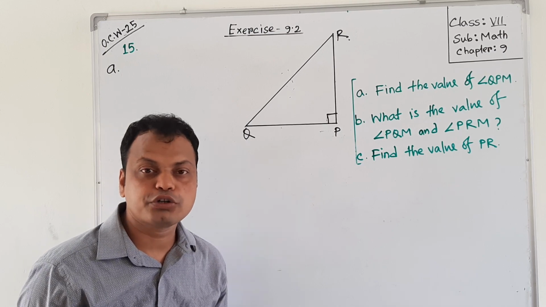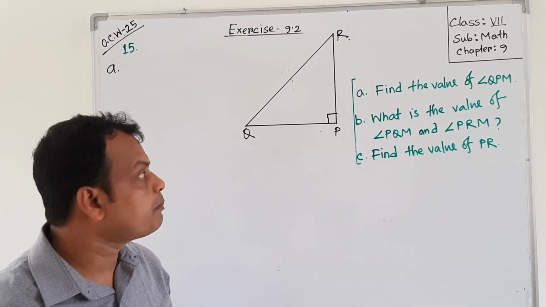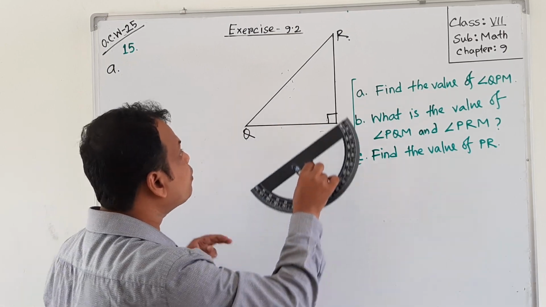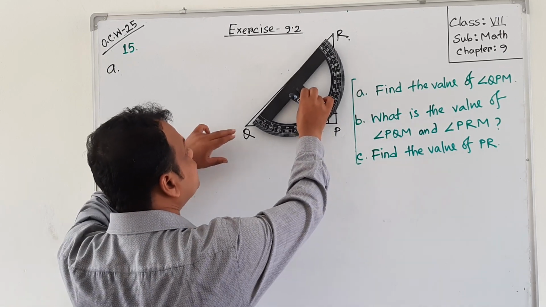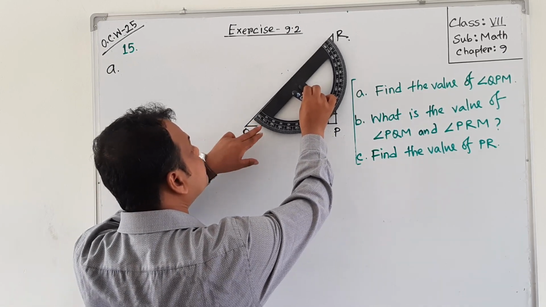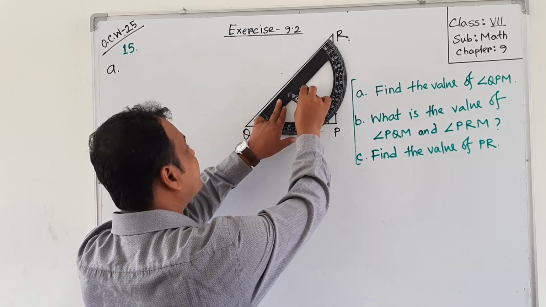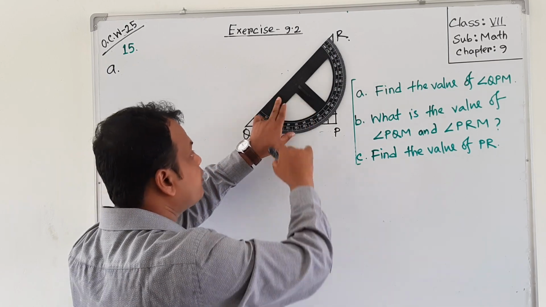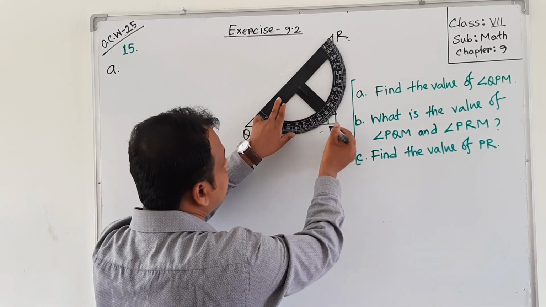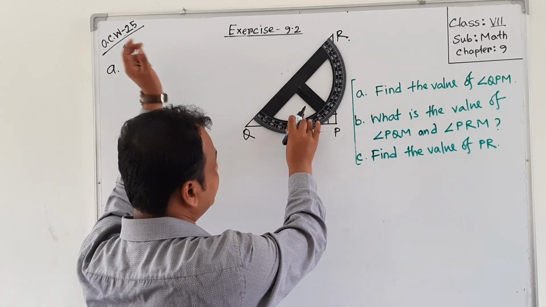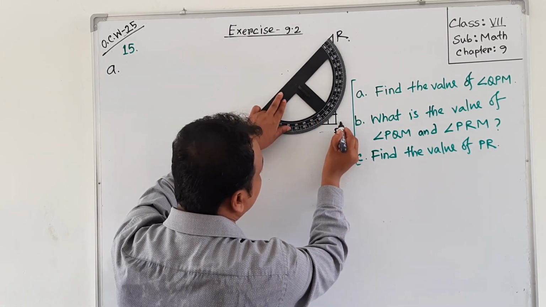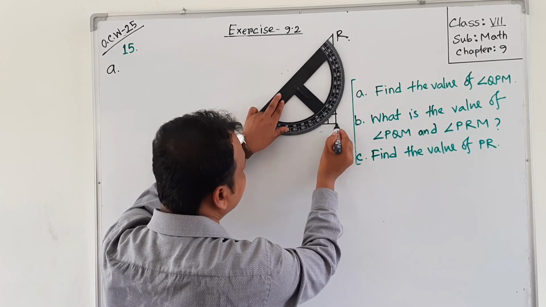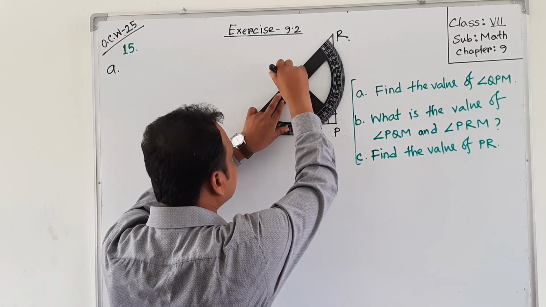Now in the triangle we will draw a perpendicular PM on QR. So we will take the protractor on the QR line, and in QR we will find a point M, so that if we join M and P we will get a 90 degree angle. So this point will come here, and if we join this one, then we will get it joined at P. So this is the point.